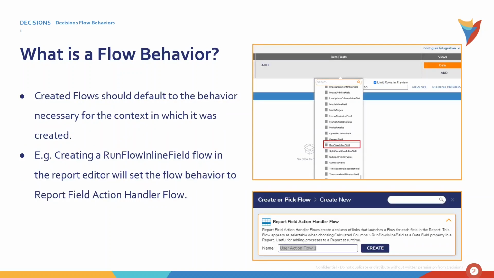When you create a flow in decisions that is not through the default create flow action in an entity folder, the type of flow created should match the context in which you are making the flow. For example, if I create a run inline field data field in the report editor, the default flow behavior should be the report field action handler flow, which is designed to run in this context.